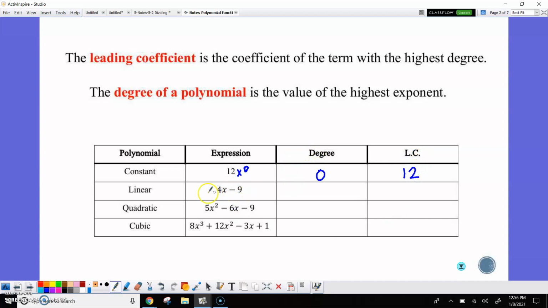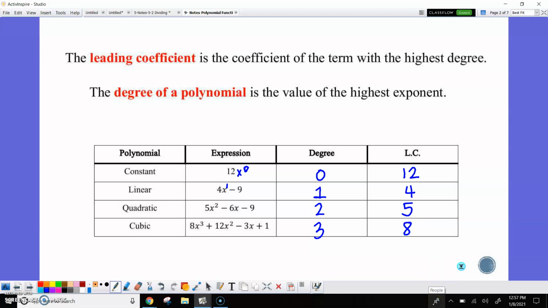For our degree here of a linear expression, 4x to the first power, my degree is 1. And these do need to be in order from least to greatest. My leading coefficient is 4. Here, for a quadratic 5x squared minus 6x minus 9, the degree is 2, and its leading coefficient is 5. The degree for this cubic is 3, and the leading coefficient is 8.